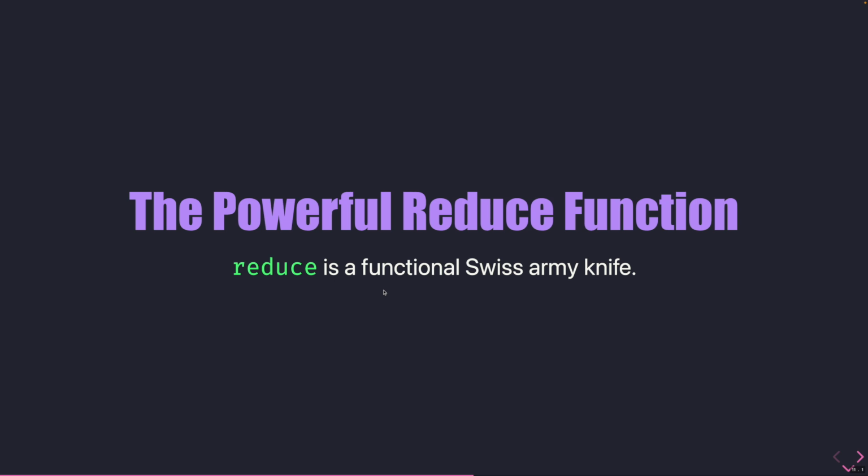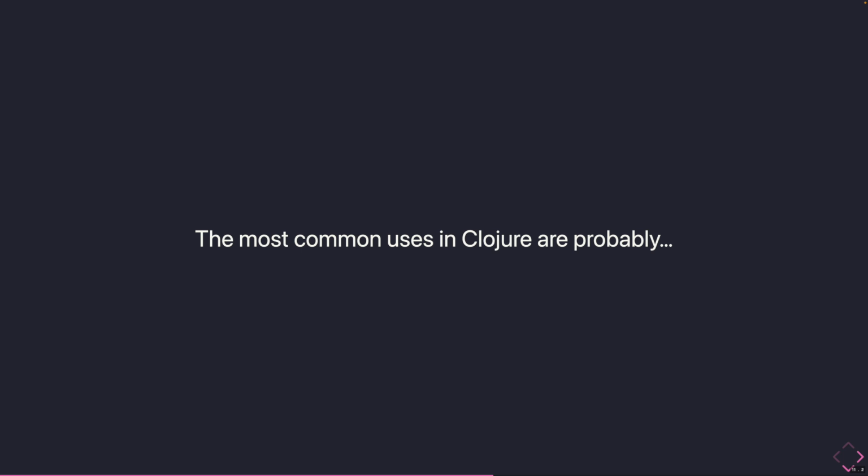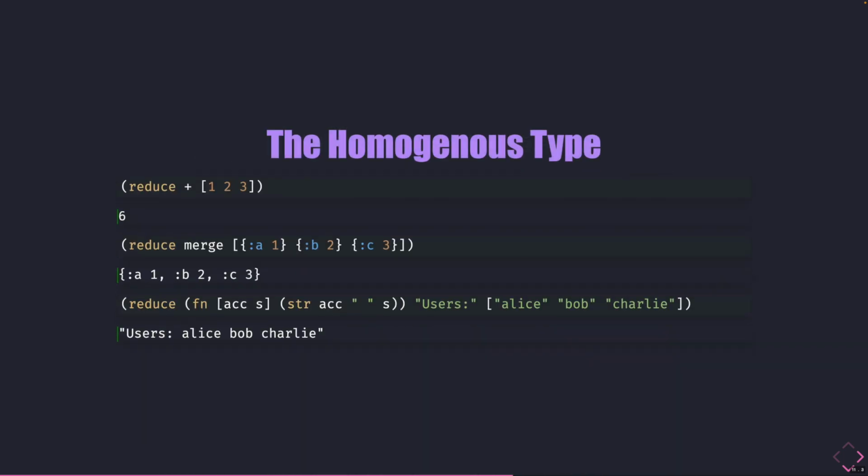I think it's worth talking about reduce a little bit because reduce is really foundational to a lot of what transducers do. If you've never thought about it this way, reduce is really a functional Swiss Army knife. It can do a tremendous number of things. Most commonly in Clojure, we see it used in a couple different ways. One, I'm calling the homogeneous type, where we're reducing from, let's say, an A and an A to another A.